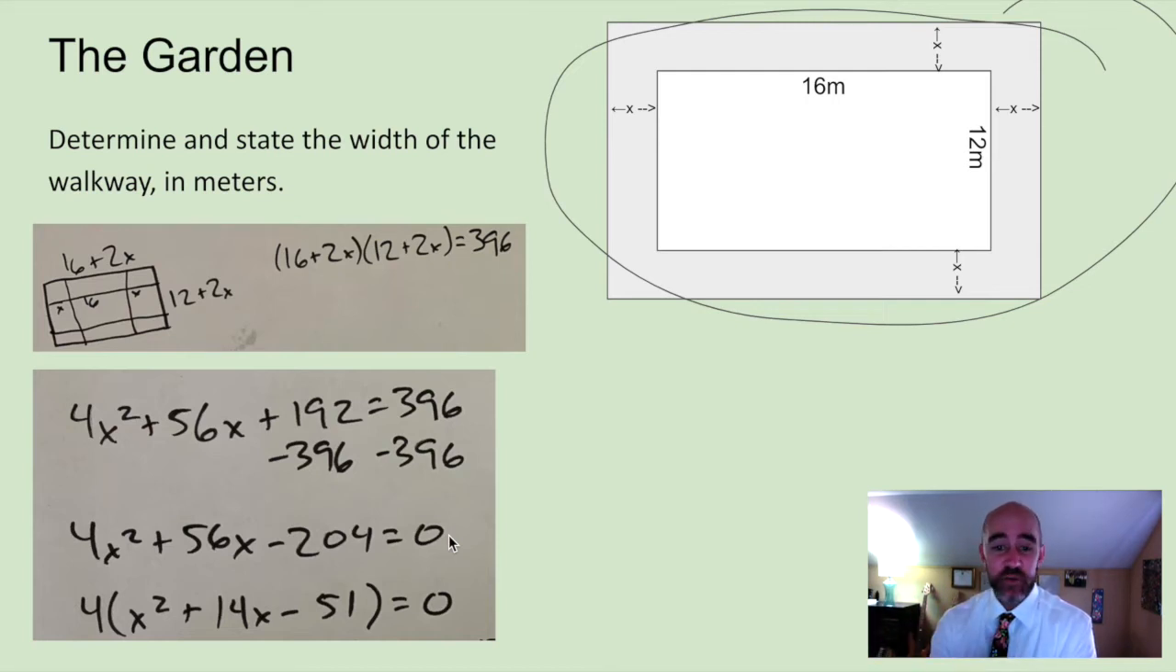I want you to take it the rest of the way and finish factoring this, and then enter your factored form either in the chat or in Desmos. Your teacher will tell you.